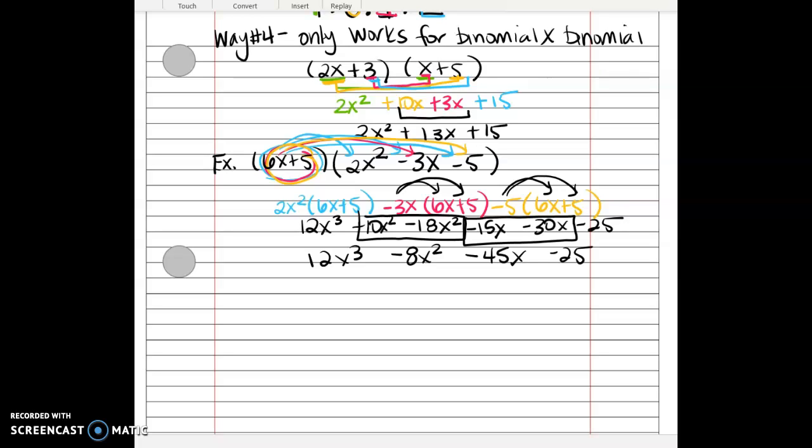And I don't think we can go any farther because our powers are different. But it looks like we have 4 terms in our ending polynomial. It is to the third power, so it is cubic. Okay, that would be the horizontal method.